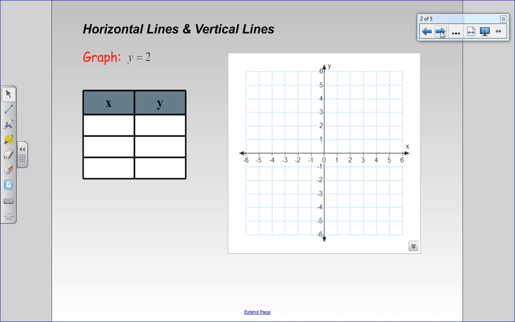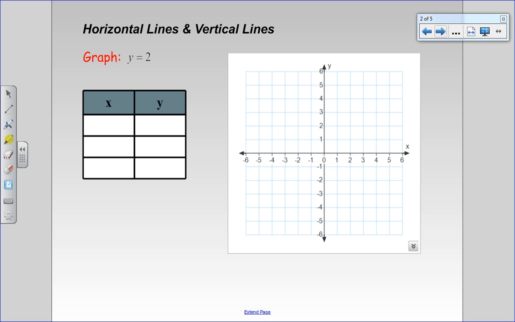We can draw graphs of horizontal and vertical lines by generating a table of ordered pairs, just as we have done for graphing other linear equations. As an example, let's graph the line y equals 2. Notice that this equation does not contain the variable x, which means that regardless of the numbers that are chosen for x, the y-coordinate of each ordered pair is unaffected.